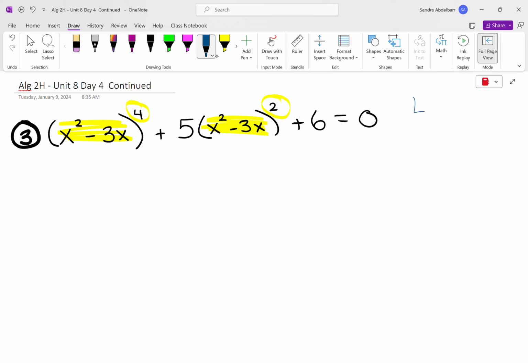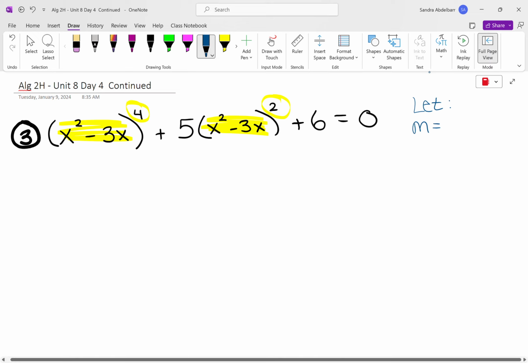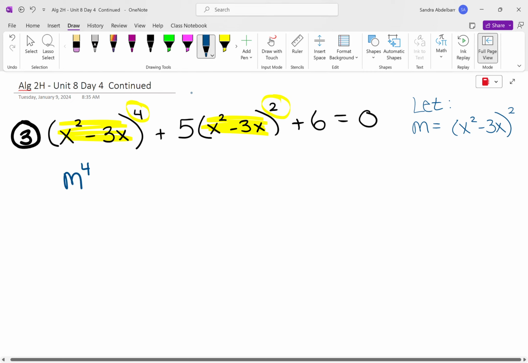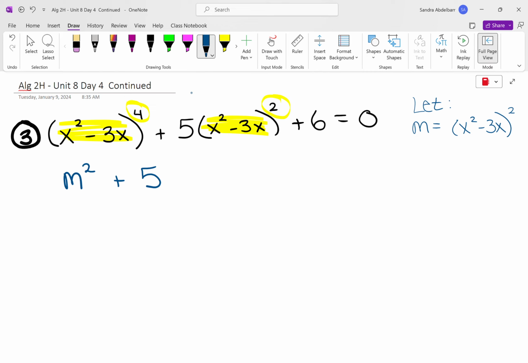I'm going to let m equal the quantity of x squared minus 3x raised to the second power. So now we have m to the second squared, m to the second, plus 5m plus 6 is equal to 0. Not as intimidating anymore. Can we factor this? Absolutely, we can factor this.